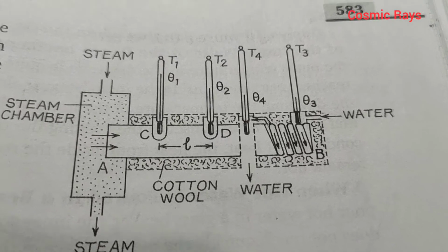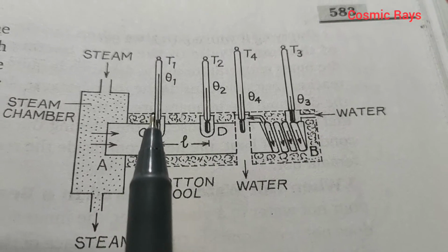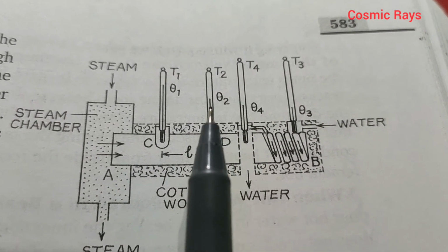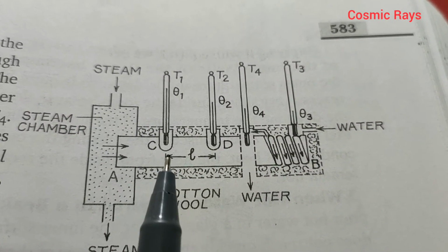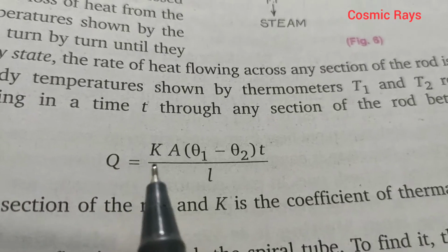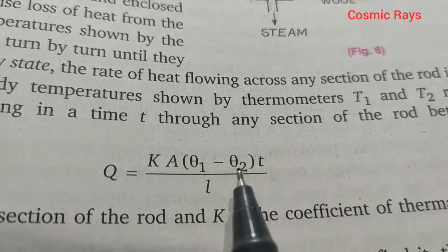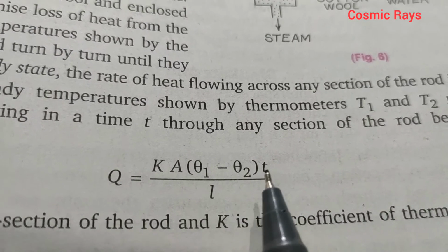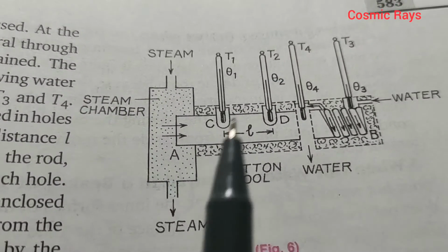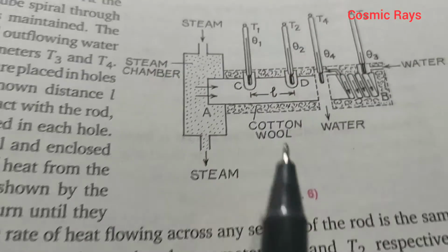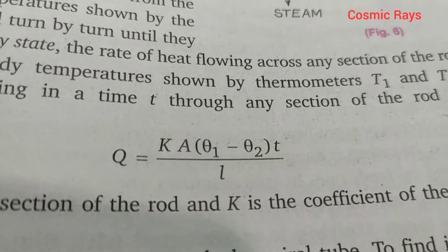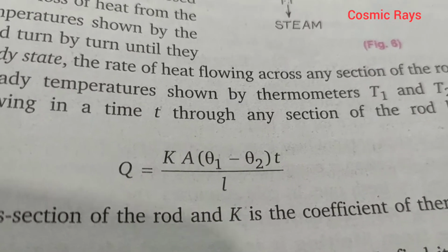So we assume that the temperature shown by thermometer T1 is theta1 and by T2 is theta2. Then the heat flowing through this rod, Q, can be given as Q equal to K A (theta1 minus theta2) multiplied by the time, divided by the length. Here length is the distance between these two thermometers. Now K is the coefficient of thermal conductivity which we have to find out.